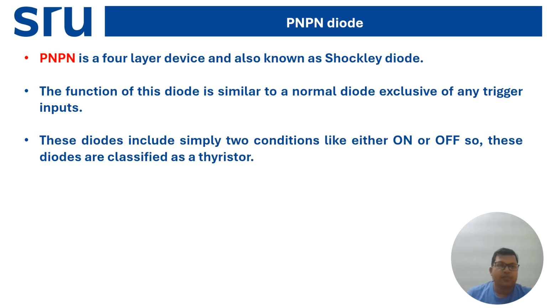So the PNPN diode is a four-layer device, as the name suggests, and it is also known as the Shockley diode. Please don't confuse it with Schottky. That is different, right? Here this is called the Shockley diode, after the name of its inventor.